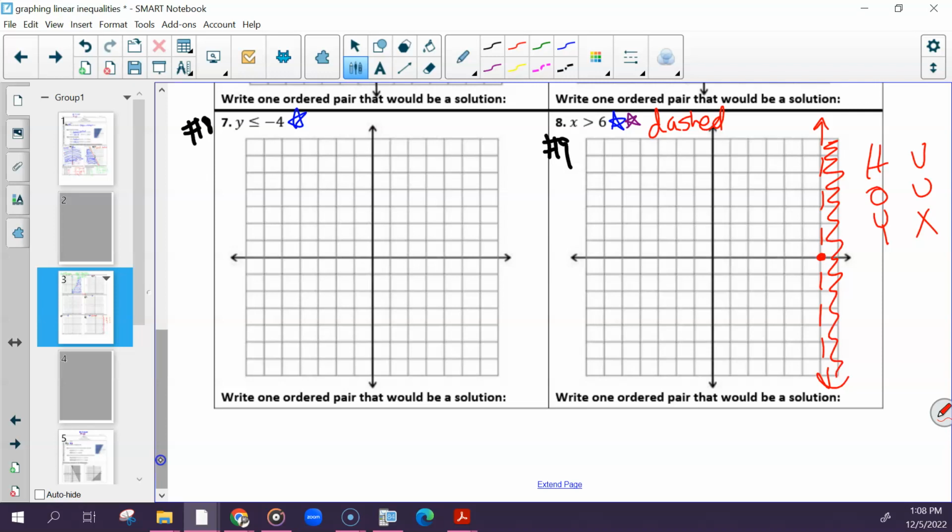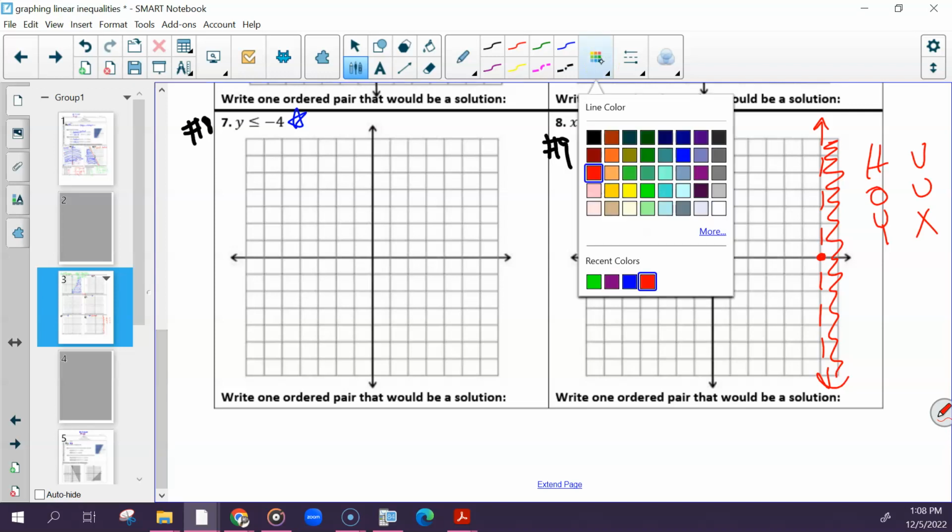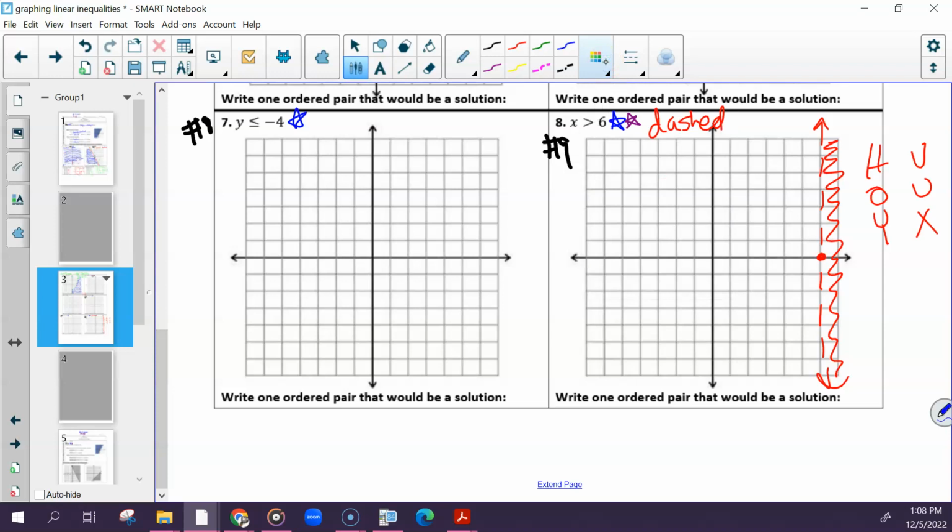So if you're not sure, pick a number, and ask yourself for x, is this greater than or less than or whatever it says to the number given? Someone give me one ordered pair that would be a solution. 7, 1, that works. All of those, yeah.